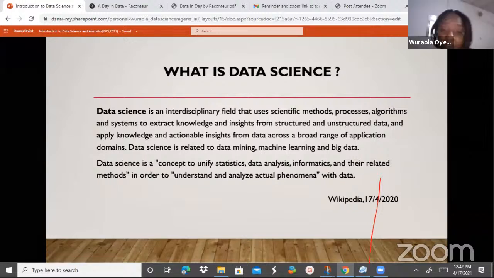Okay, thank you. The definition of data science here is that it's an interdisciplinary field. It uses scientific methods, processes, algorithms, and systems to extract knowledge and insight from structured and unstructured data. It also helps you to apply knowledge and actionable insights from data across a broad range of applications and domains. Data science is related to data mining, machine learning, big data, AI, and all that.